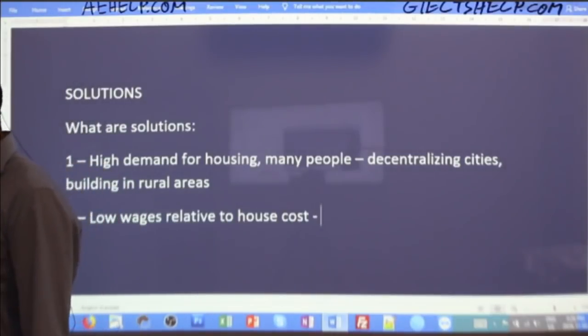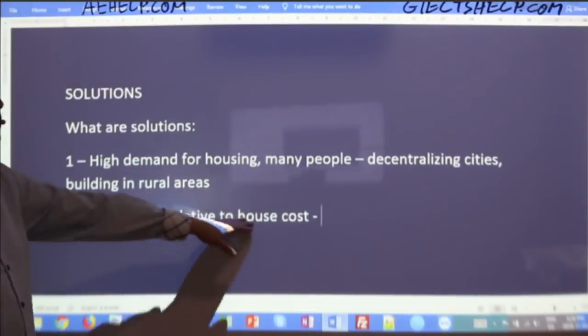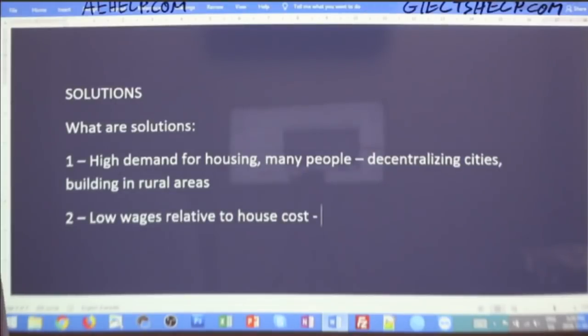Okay, how about low wages? So low wages relative to housing costs. How can we fix that one? So how can we fix the problem of not making enough money to buy a house? What can we do about that? That one I think you can keep fairly simple.